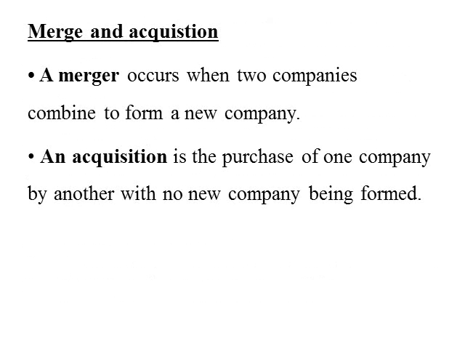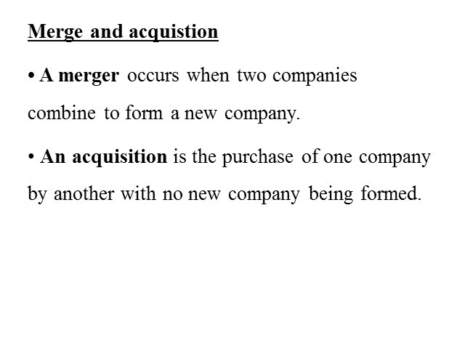Here we are going to talk about merge and acquisition. What's the meaning of merge and acquisition, and what's the difference between both of them? A merge occurs when two companies combine to form a new company, which means company A, for example, merges with company B in order to form a new company, which is company C.